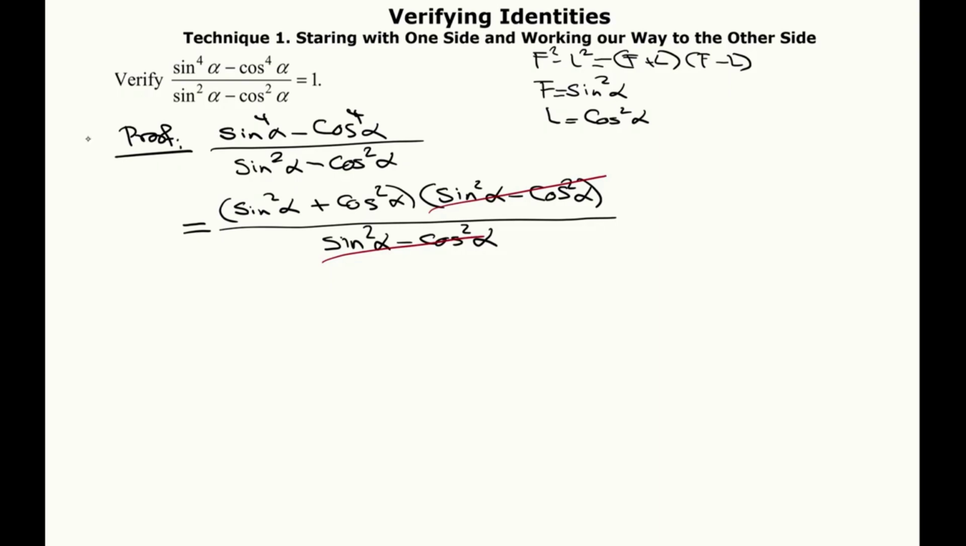So we end up with sine squared alpha plus cosine squared alpha, which I'm sure by now you recognize as 1. And that's it. So even though it looked a little scary with those fourth powers, etc., it was a paper tiger, right? Not too scary at all. So that's that. We'll look at one more problem with technique 1 before we move to our next technique.